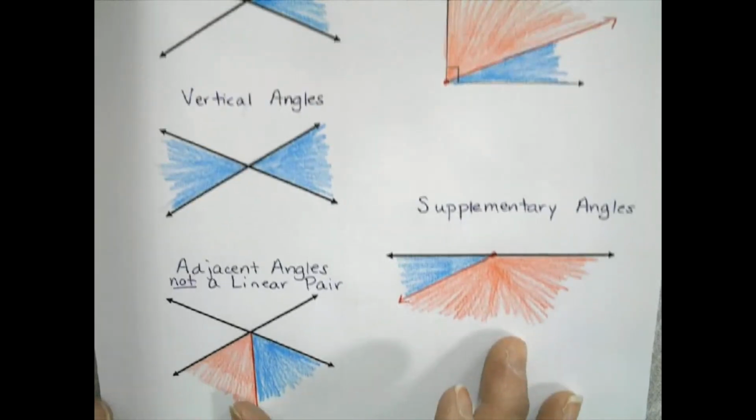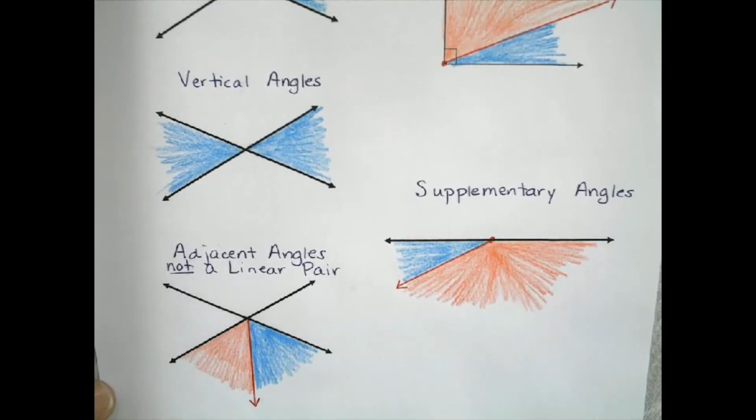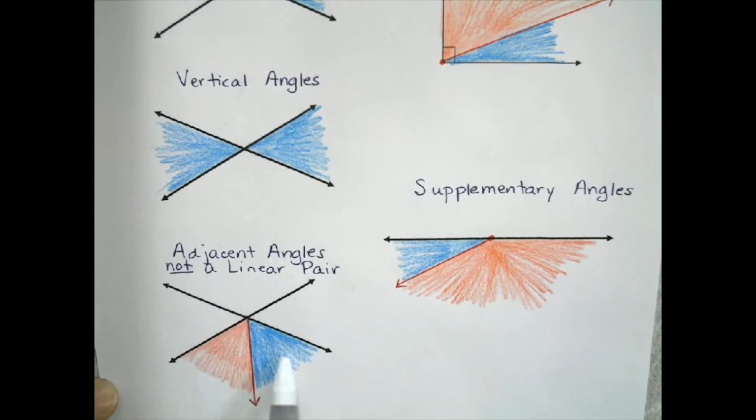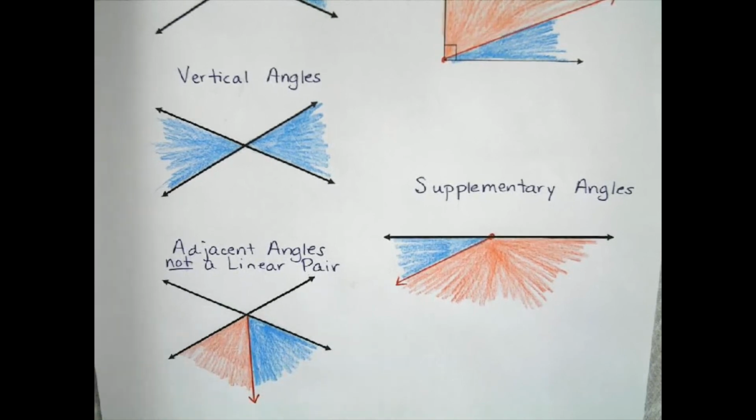At the bottom here is a sample of adjacent angles that are not a linear pair. So here I have two angles, they share a common side, but their non-common sides do not form a straight line. So those would be a different set of adjacent angles. Sometimes adjacent angles are a linear pair and sometimes not.